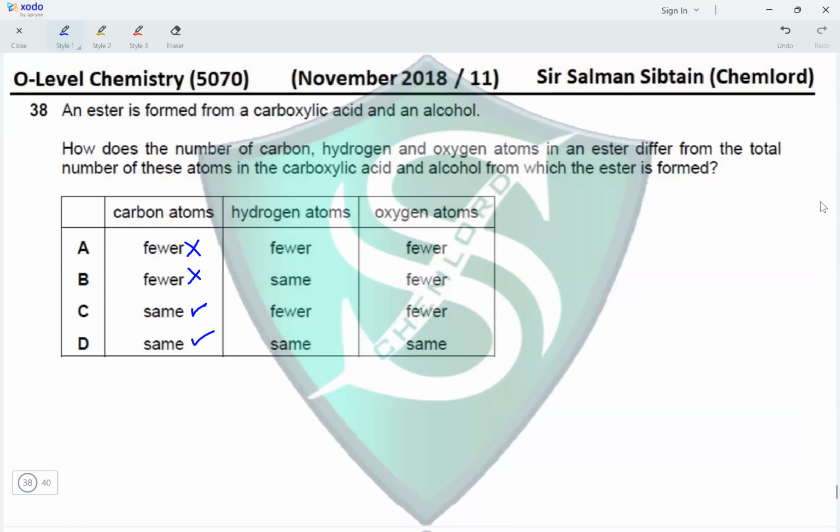For hydrogen, we have the elimination of an H2O molecule from the condensation of carboxylic acid and alcohol, which gives an ester. So if H2O is removed, two hydrogens are fewer in the product than the reactants. So fewer hydrogen. This is there in option C, not there in option D. And oxygen, because water is removed, one oxygen atom is also removed. So one fewer oxygen atom in the ester as compared to the carboxylic acid and alcohol, making option C the correct option for this question.